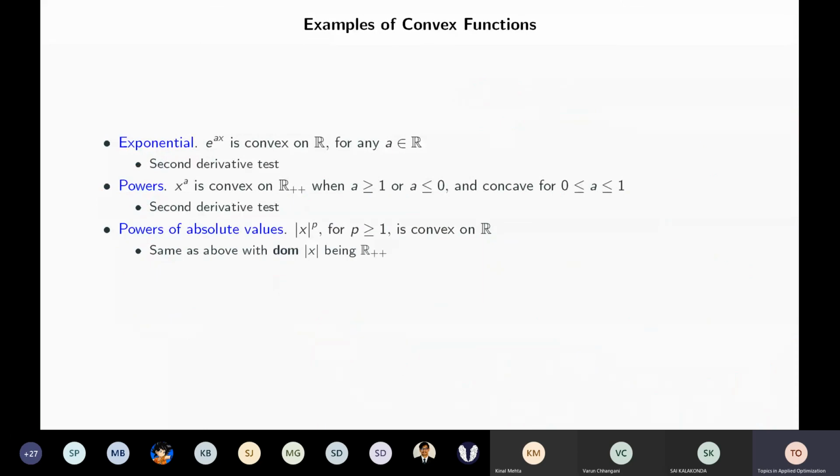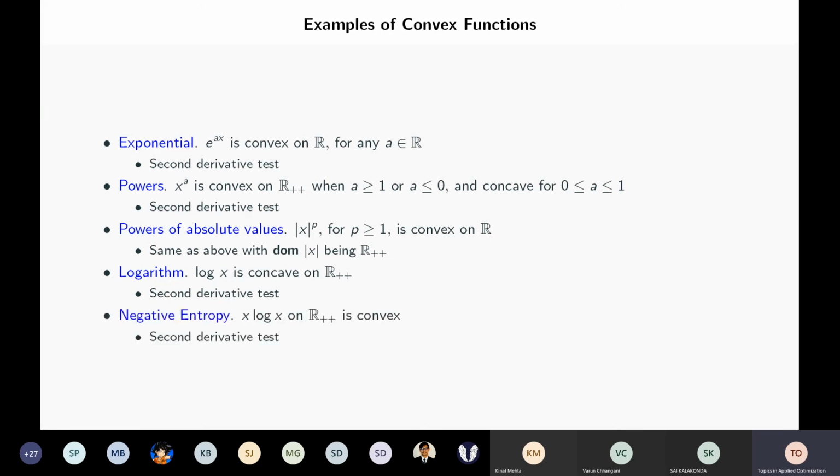Okay, I still have some time. We can also do it for the absolute value, so try this. Logarithm is concave, try this. Okay, these are very simple examples. I want to do the more complicated ones. So log x is concave on R plus plus. Try this: x log x. Sometimes it's called negative entropy, and we will have some time to see why that is. So x log x is convex. Again, you can do the second derivative test to check. Okay.